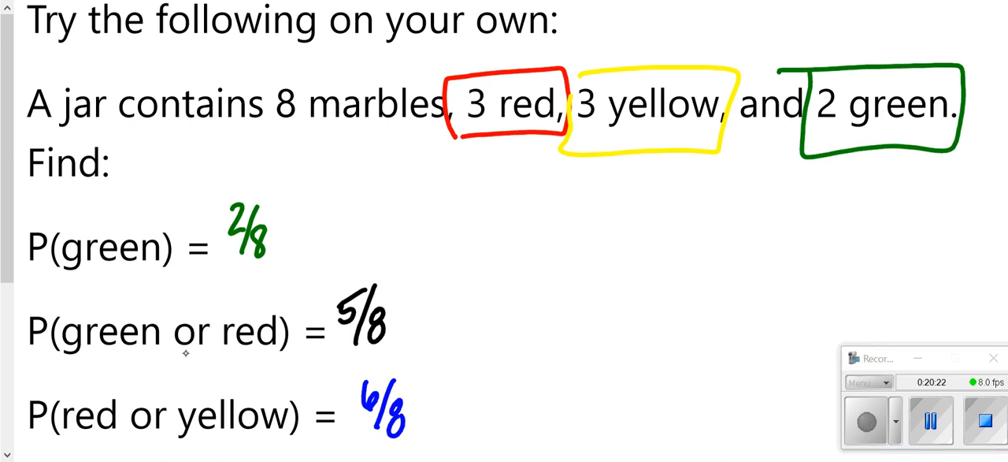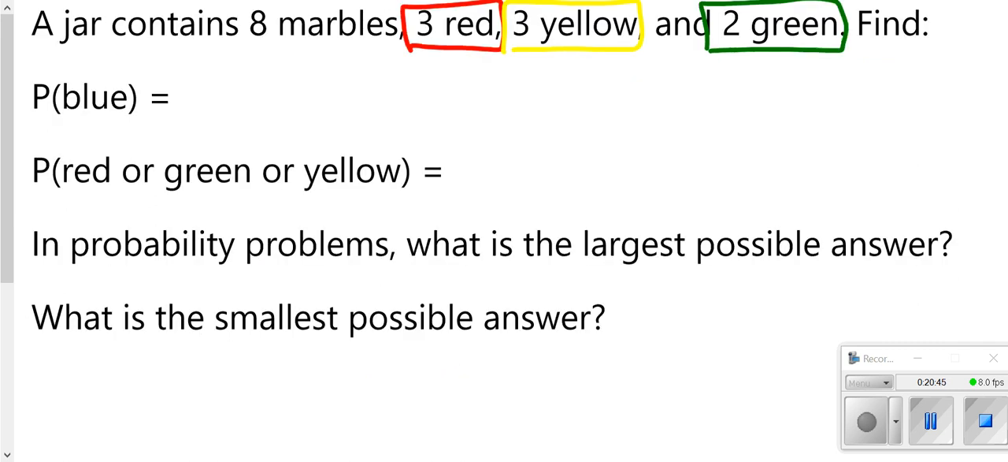Green or red. So notice that with the or, what I ended up doing is taking the green and the red and then adding them together. So or in probability is going to actually indicate adding. That's super weird, I know that. Usually and indicates adding. That is not the case in probability life. And then red or yellow, combine those by adding, and you get 6 out of 8. Let's do the rest of these marble problems.